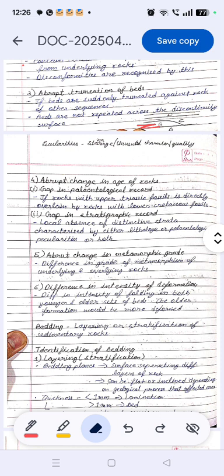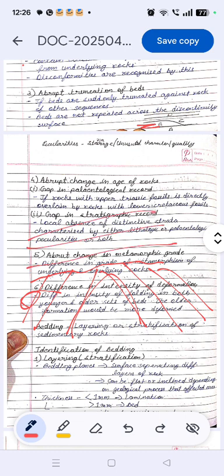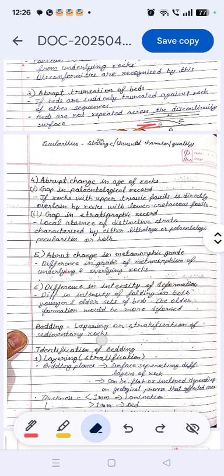Difference in the intensity of deformation, difference in intensity of folding in both younger and older sets. Older formation will be more deformed. As we said, these are the older layers formed by tectonic activity. There is upliftment, it is deformed. Now there will be erosion of this layer. So this older layer is more deformed. Now younger layers are depositing. It is less deformed as compared to the older one. So there will be an unconformity.